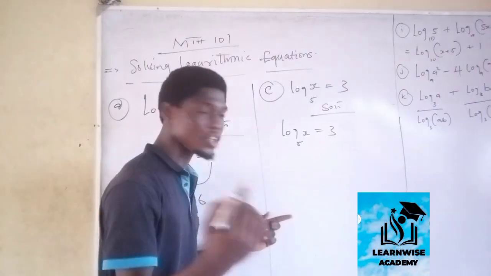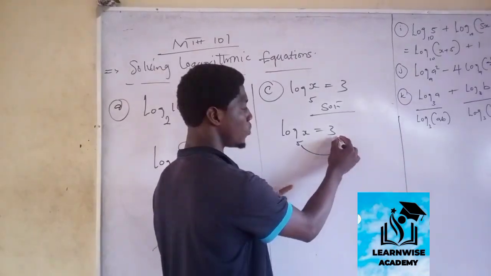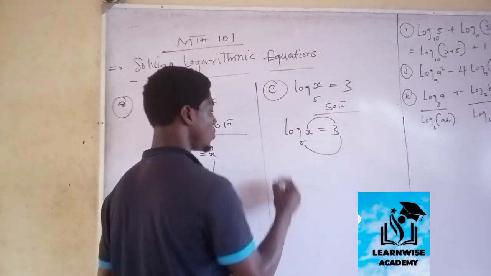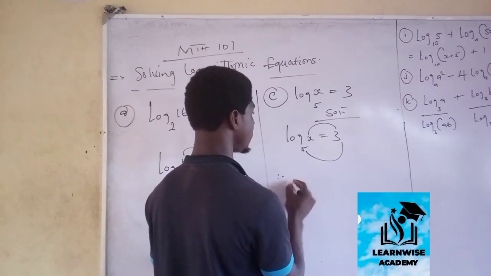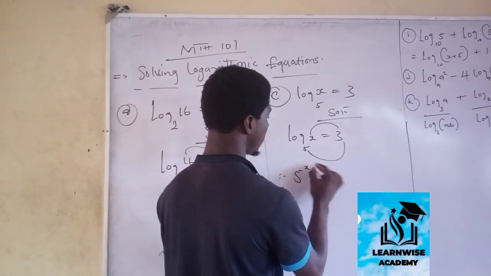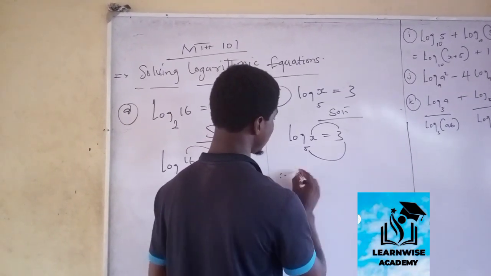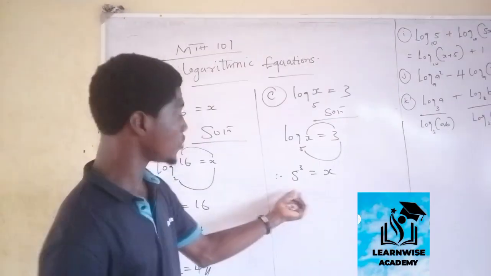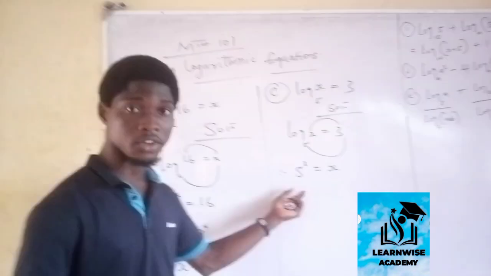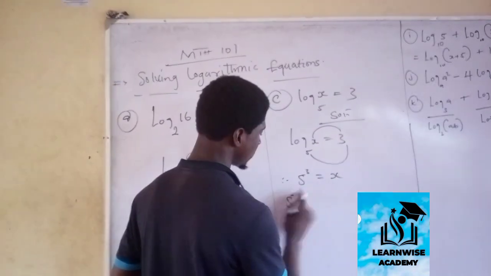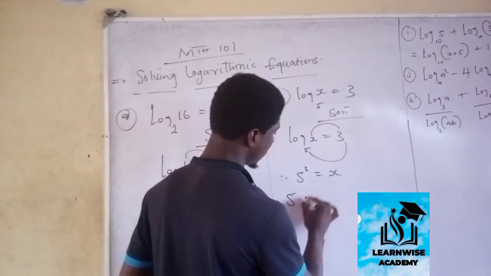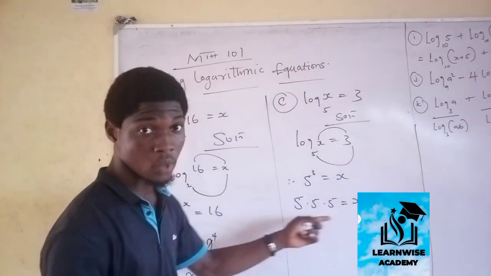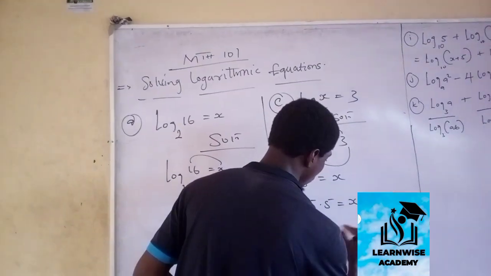Now, this is the concept. We have that 5 raised to the power of 3 equal to x. Since we have 5 raised to the power of 3 equal to x, I can resolve this using indices. 5 raised to the power of 3, of course, you know it's 5 times 5 times 5. I can use dots: 5 dot 5 dot 5 equal to x. 5 times 5 is 25, 25 times 5 is 125.